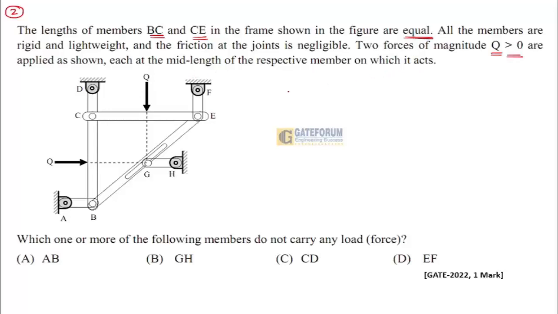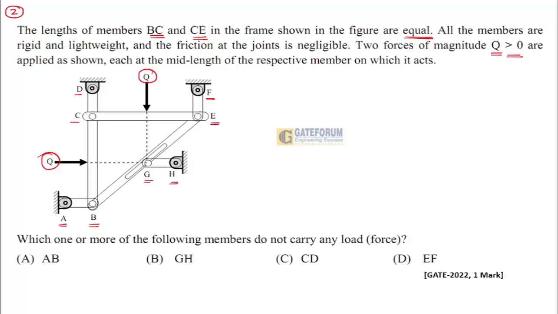So this is A hinge, B link, C link, D hinge, F is a hinge again, E is the link, H hinge and G is the point. Q is the force which is acting on the member. Which one of the following members do not carry any force? AB, GH, CD and EF. This is the question given to you.